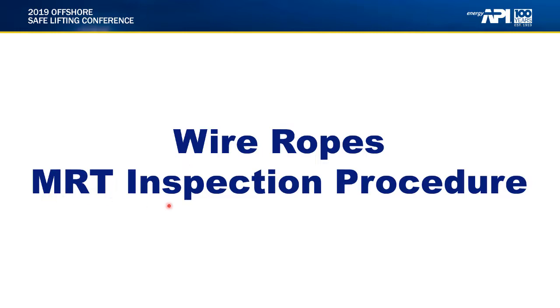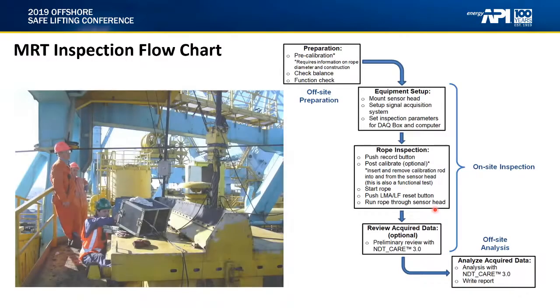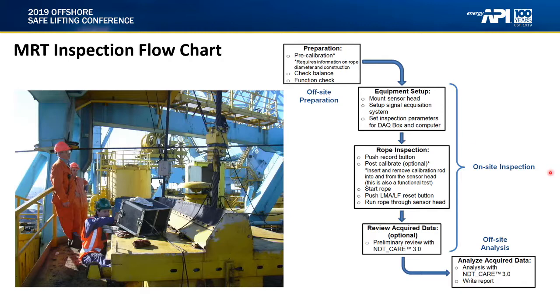Wire rope MRT inspection procedure. We have created an MRT inspection flowchart as shown on this slide. Notice that there is some off-site preparation as well as things to do during the on-site inspection, and then again some off-site additional analysis. The first step is really preparation, where you should do some pre-calibration procedures and a variety of function checks and balances.